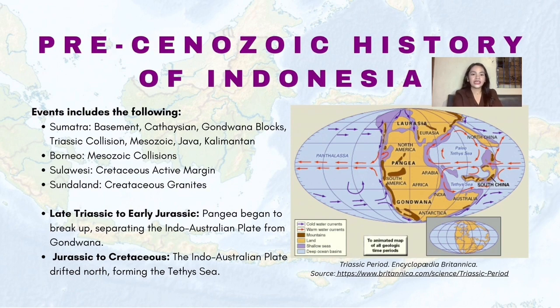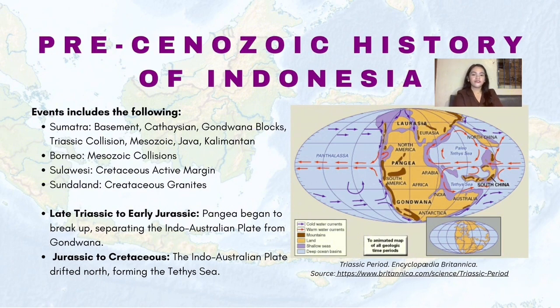The Mesozoic era witnessed further tectonic activity, including volcanic arc formation and the intrusion of granitic batholiths. Java and Kalimantan. Sumatra's geological history is intertwined with that of Java and Kalimantan, all being part of the larger Sundaland region. Their tectonic evolution is interconnected. Next, we have the Borneo, Mesozoic collisions.